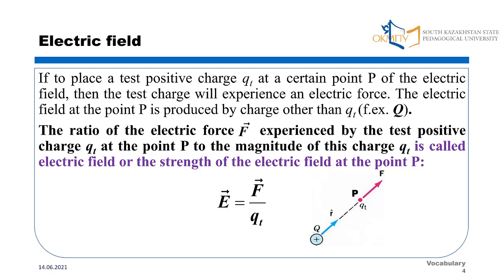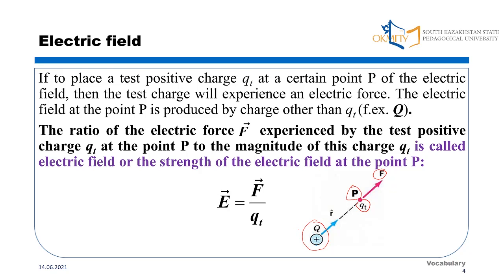If we place a positive test charge at a certain point P of the electric field, then the test charge will experience a force, an electric force. The electric field at the point P is produced by the other charge Q. The ratio of the force experienced by the test positive charge at the point P to the magnitude of this charge is called the electric field, or the strength of the electric field at that point.